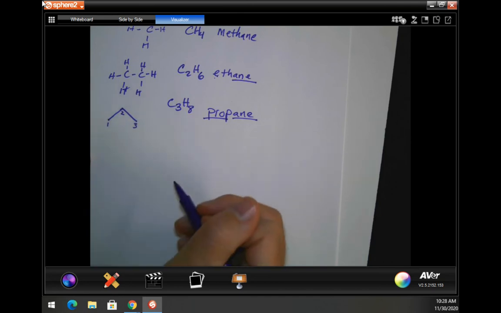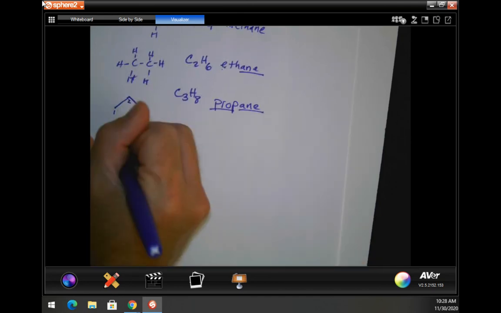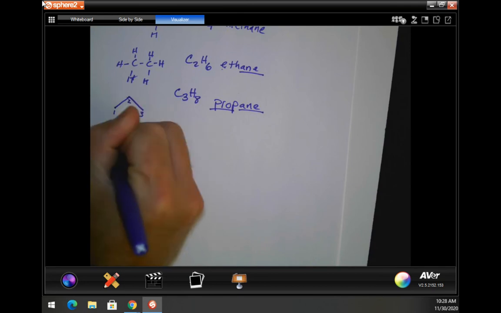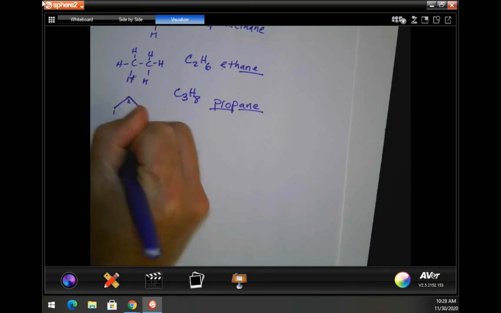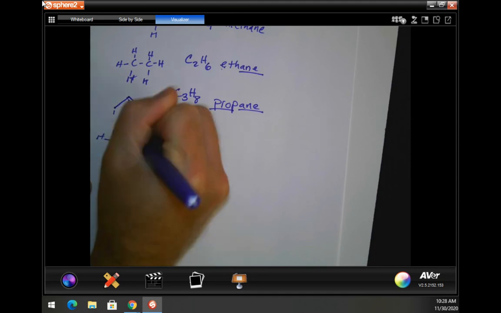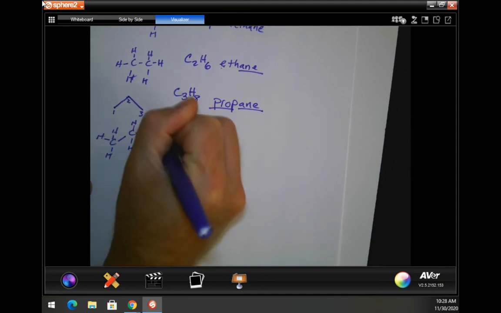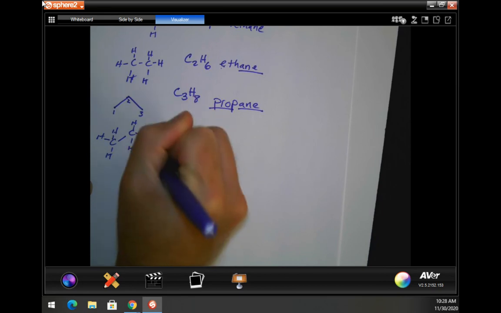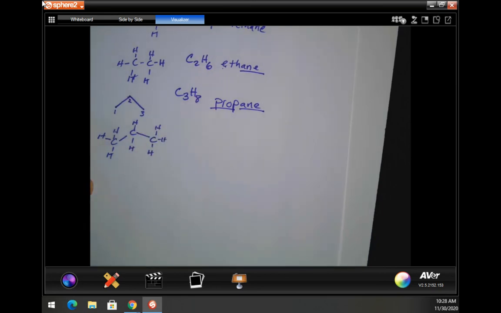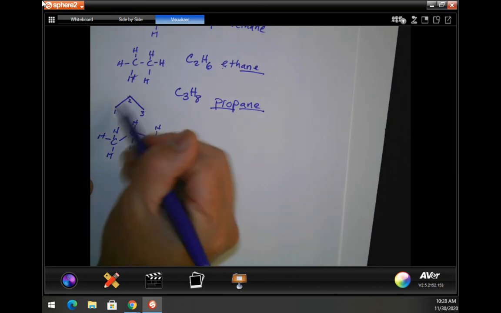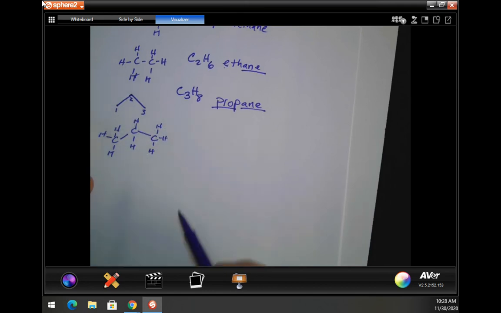How do I know that? Because carbon has 4 bonding spots. If you want me to draw it out, it would look something like that. I would just rather draw the lines. But if you don't understand how I drew that, please let me know.